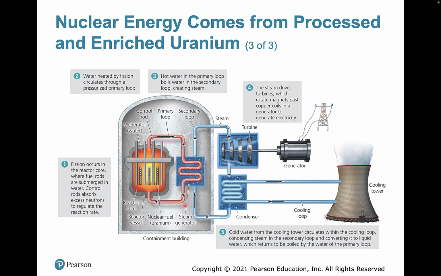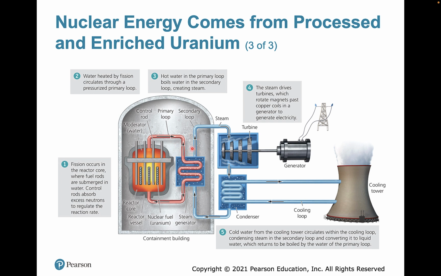Which then will cool down and come back. So this loop, the primary loop, cycles. The primary loop goes through the secondary loop, right? This water moving through the primary loop is radioactive because it's in contact with the uranium fuel, right? So this loop has to be isolated from the secondary loop. So the warm primary loop heats the water in the secondary loop.